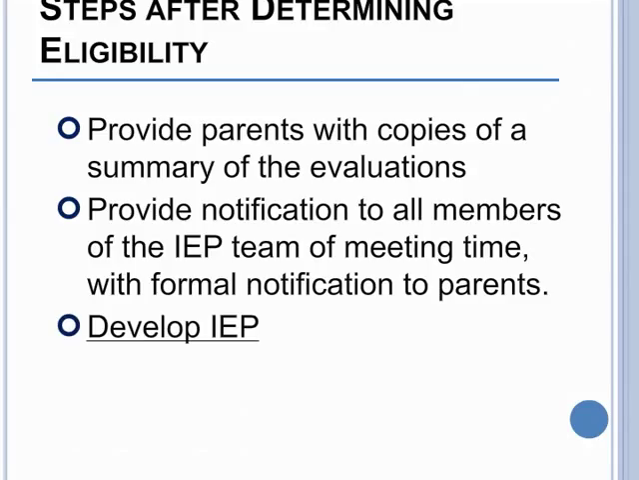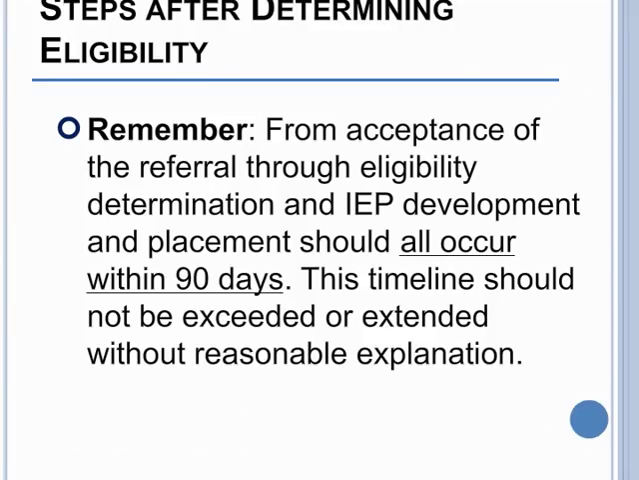Writing the IEP is after the multidisciplinary evaluation has been conducted, the information is gathered, and parents are contacted for the IEP meeting. And at that meeting is when the IEP is written. It is important to remember that from acceptance of the referral all the way through IEP development and placement, all of that has to occur in 90 days.